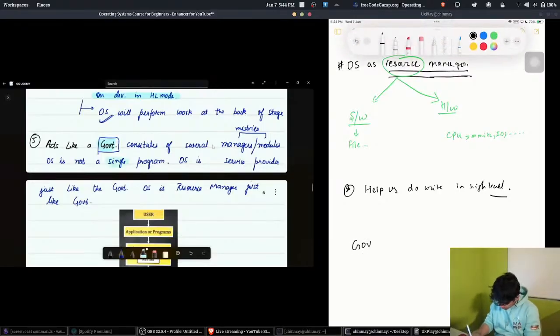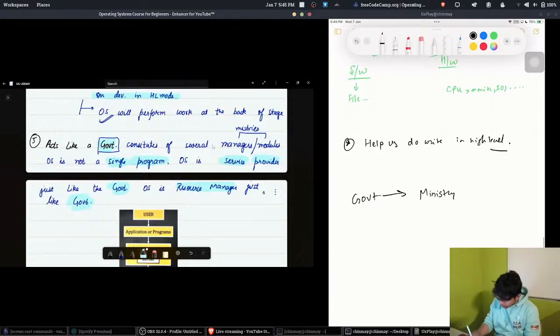So the operating system is not a single program. The operating system is a service provider, just like the government. The operating system is the resource manager, just like the government. Who manages the resources in the country? Government. Who provides service to the people? Government. Okay. So government controls the country. In the same way, the OS controls everything in the computer.